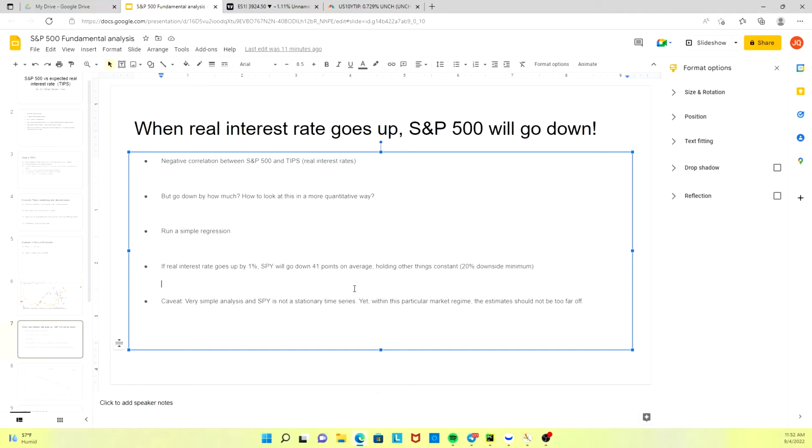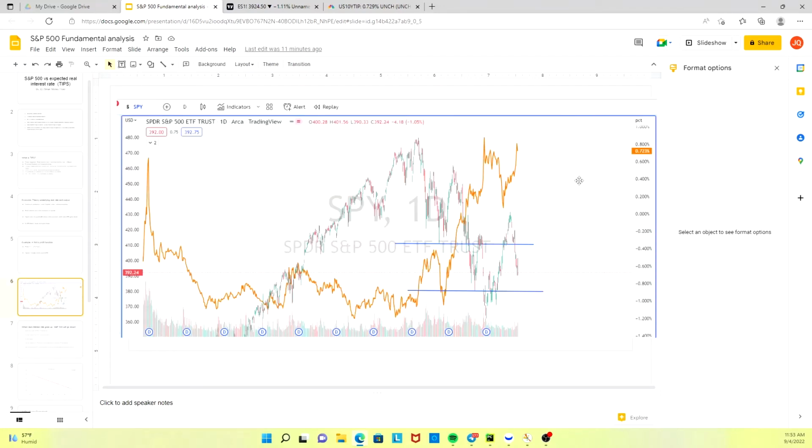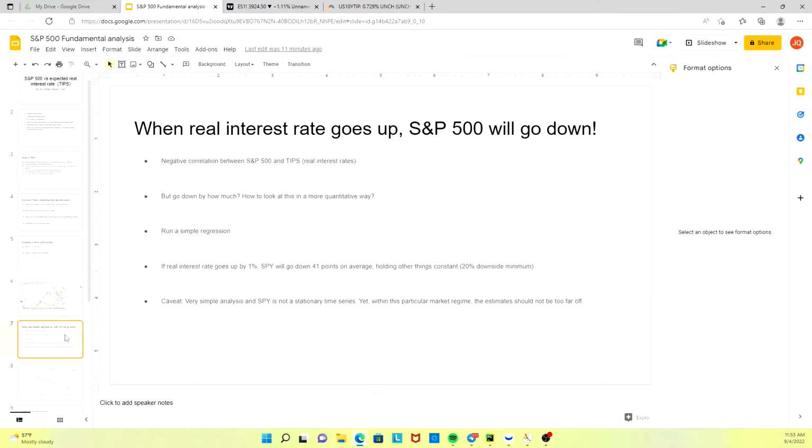My analysis may be too simple, but I think within this particular market regime, my estimates shouldn't be too far off, because in this market regime, they have a very strongly negative correlation. So even with this simple OLS linear regression, I think the relationship will hold in the near future.